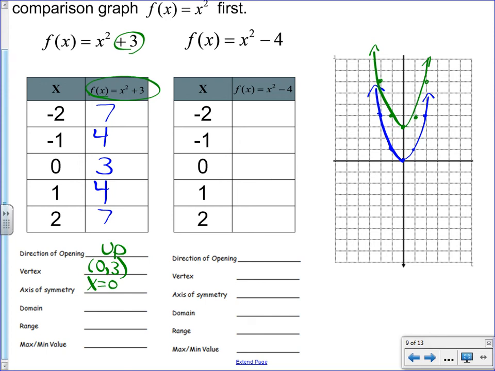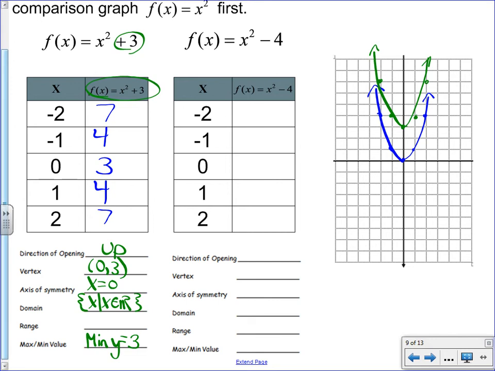My domain. Vanessa, what's my domain here? x is an element of the real numbers. Very good. Okay, Jenny, do I have a maximum or a minimum? A minimum. Good. Where does that minimum occur? Will green ever touch 0 here? No, it won't. So I have a minimum at y equals 3.